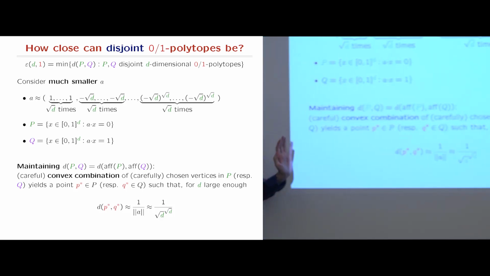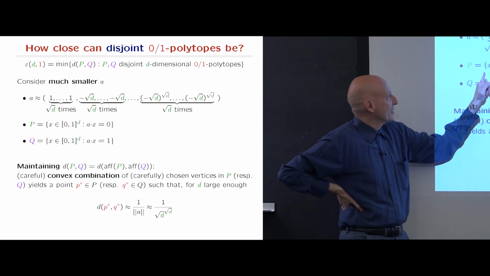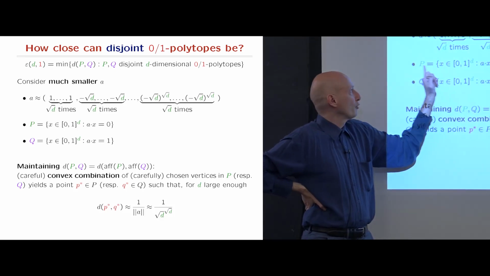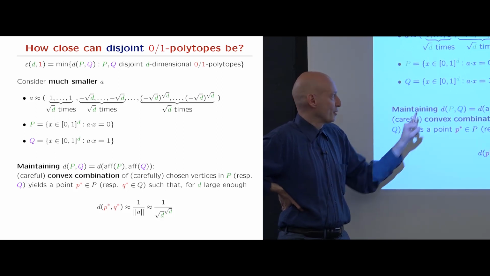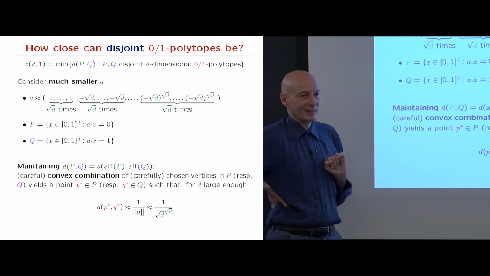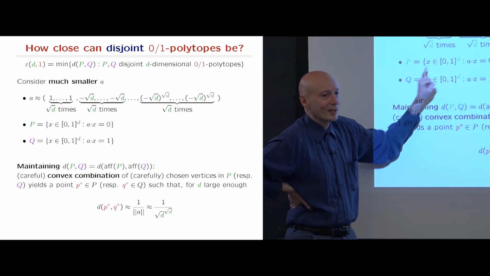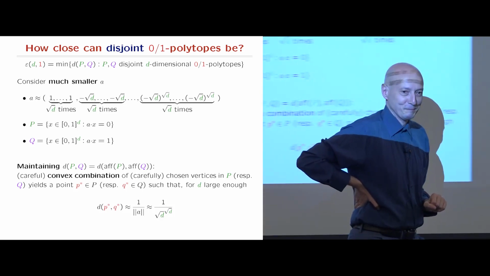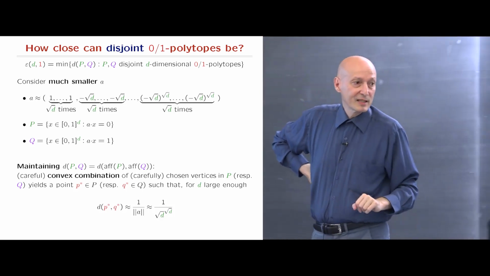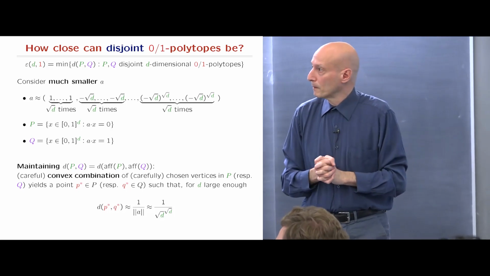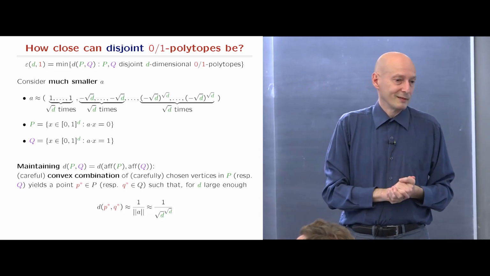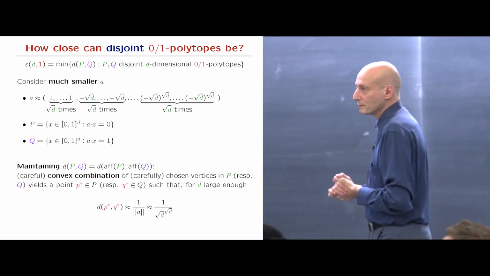Let me, maybe I will answer you better. This is the set of vertices of P. This is the set of vertices of Q. There's a segment here that disturbs you, right? Yes. So there's a lot of negative coefficients, right? Otherwise, it will not work.